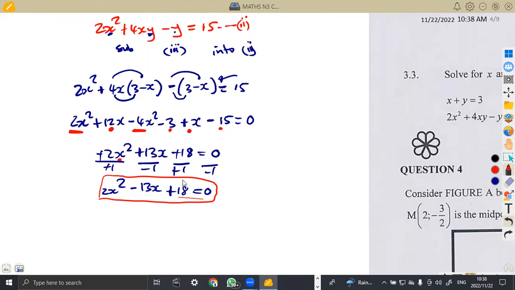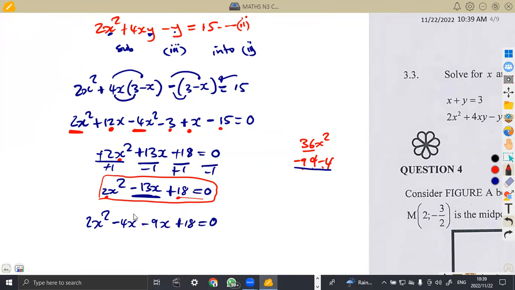But as for me, I'm just going to apply factorization. That is, the first term and last term. If I multiply these two, I'm obtaining 36. 2 times 18, that's 36. Factors of 36, if we add them, we get negative 13, that is negative 9 and negative 4. Negative 9 times negative 4 is positive 36. Negative 9 plus negative 4, that's negative 13. So these are the factors that we are going to substitute into the middle term. In place of negative 13x, we substitute negative 9x and negative 4x. So it's going to be 2x squared, negative 4x, negative 9x plus 18 is equal to 0.